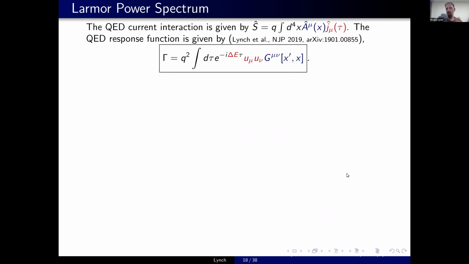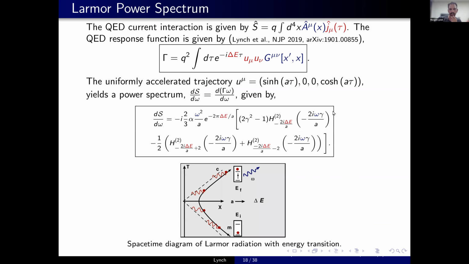So the first thing we need is that Larmor power spectrum. Starting again back with our QED current interaction, our 2-point function contracted with our velocities, we want to evaluate it along a uniformly accelerated world line. Okay, we compute the power spectrum by just multiplying the response function by an additional factor of frequency. This is the expression we get.